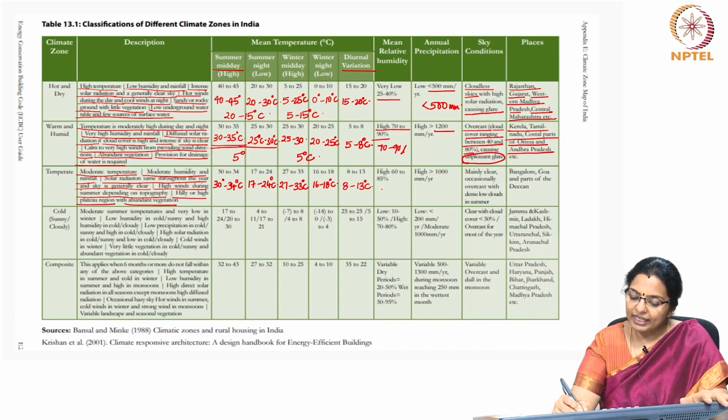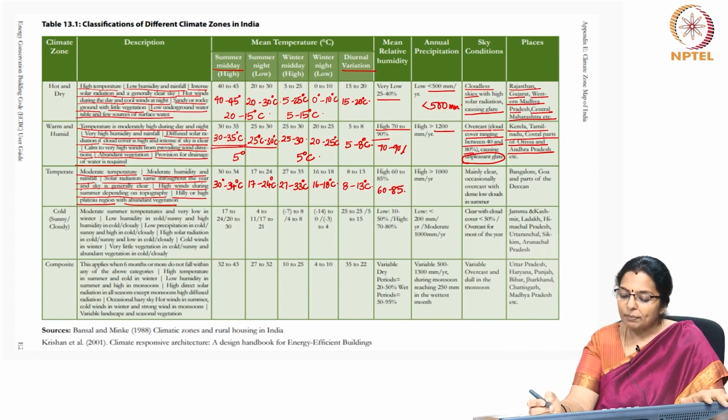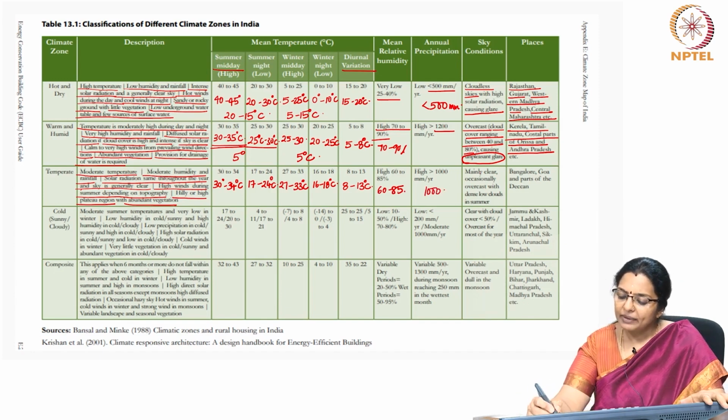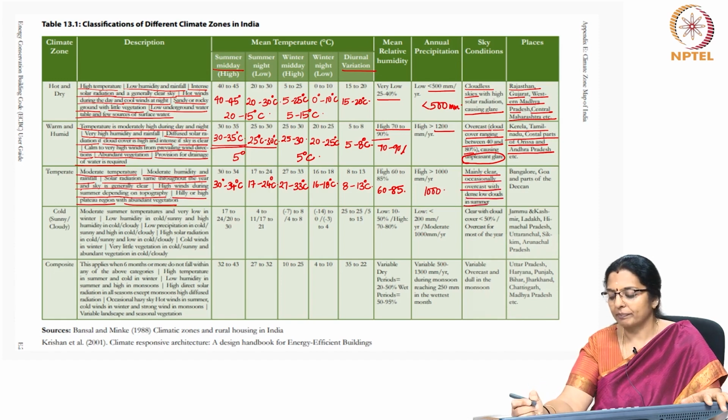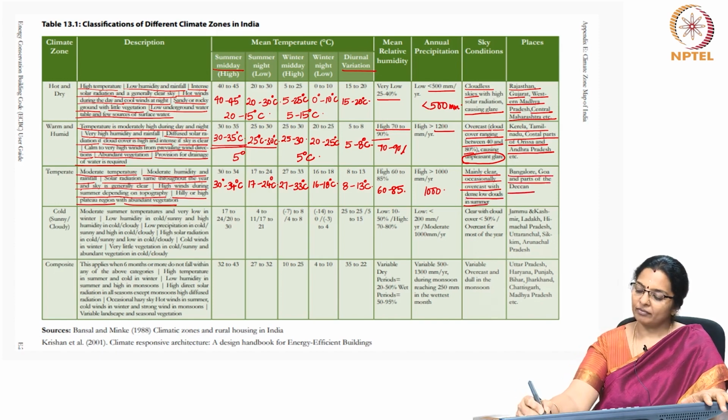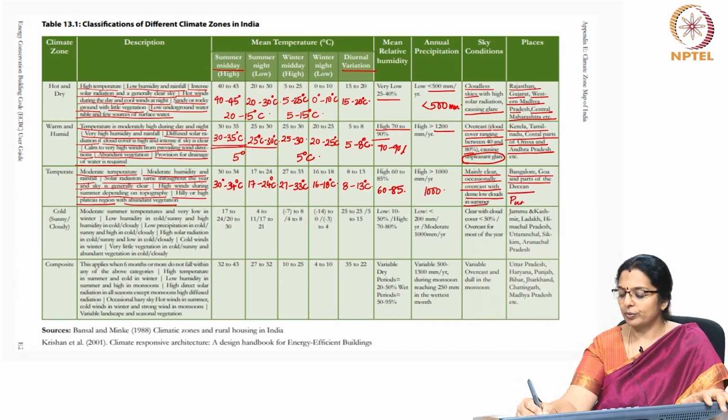Mean relative humidity is between 60 to 85, so it can be considered high. Annual precipitation is high, with 1000 mm per year. The sky conditions are mainly clear, occasionally overcast with low dense clouds in summer. Places include Bengaluru, Goa and parts of the Deccan. Pune can also be included.